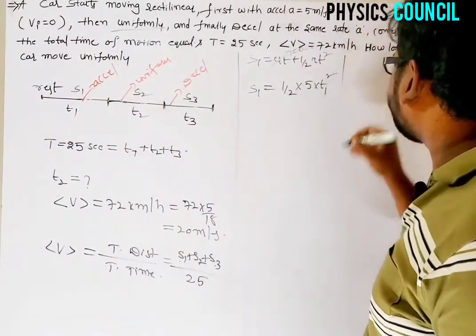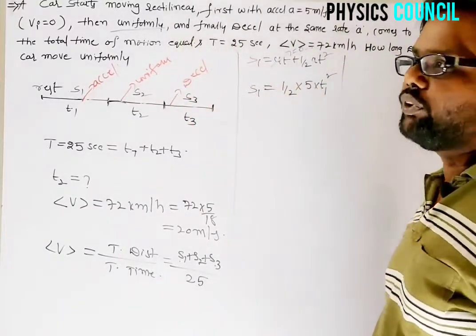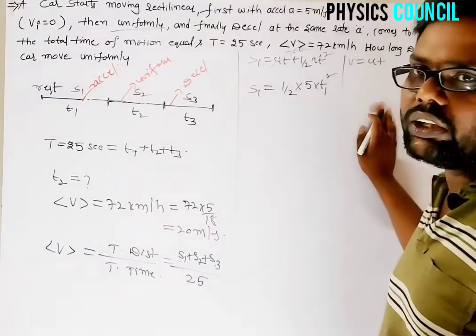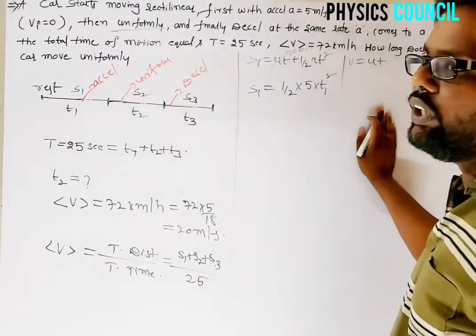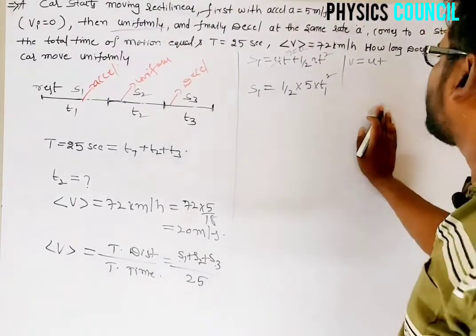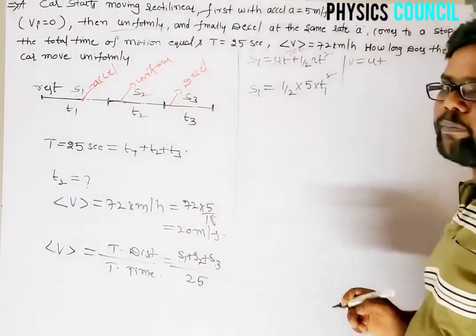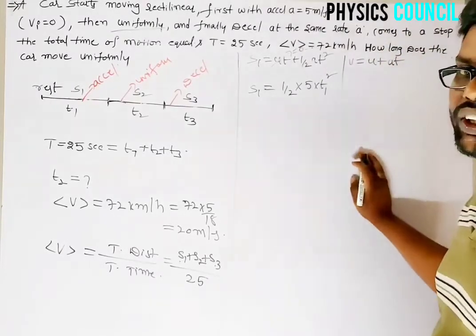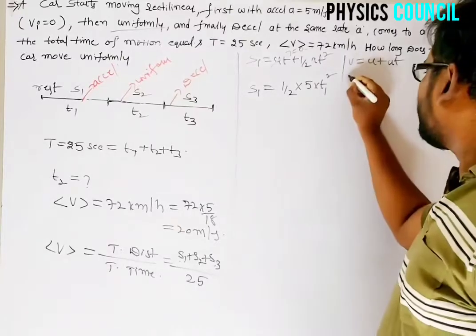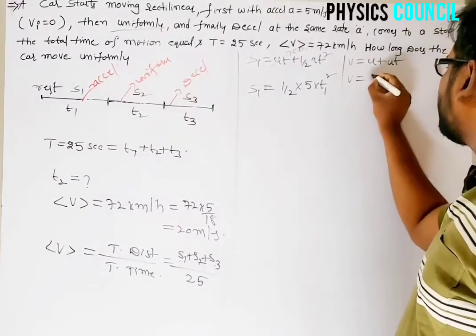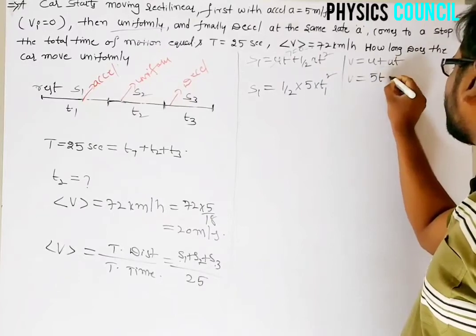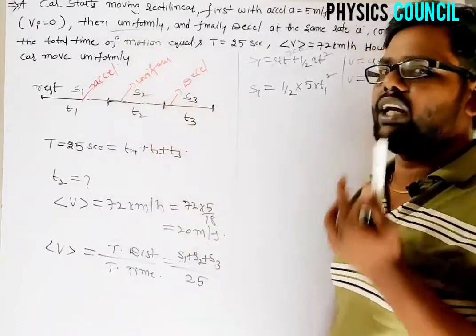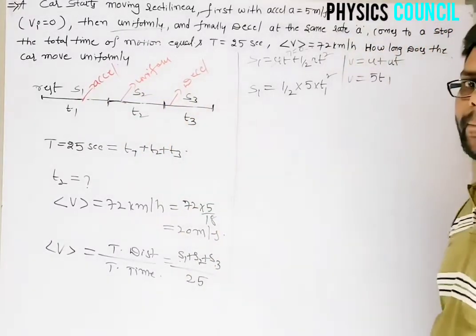Next, in the case of uniform motion, v equals u plus at. In order to find the s2 value, first we need to find the final velocity. v equals u plus at, where u equals 0, the initial velocity, and v equals a into t, that is 5 into t1. Here we are finding the final velocity, so that's why we are taking t1.